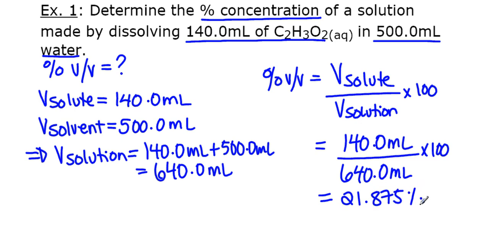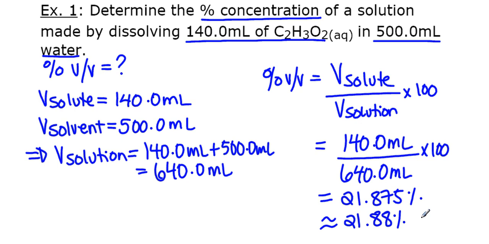And just like all of the other problems, make sure you round to significant digits. So here we've got 4 significant digits for 140.0, and for 500.0 we've got 4 significant digits, so our final answer needs to have 4 as well, so 21.88%.